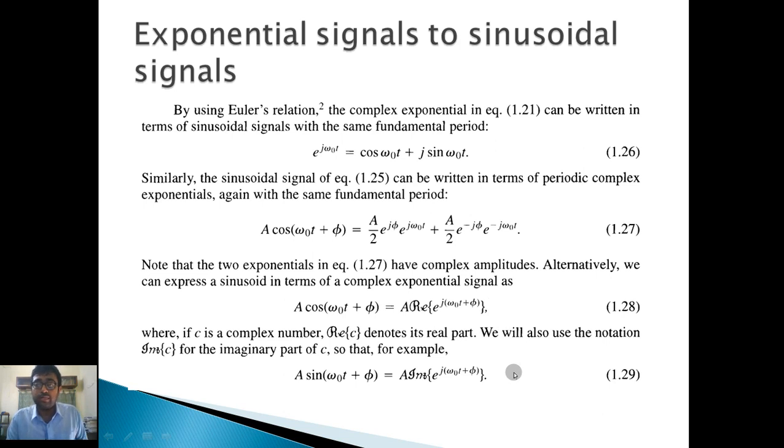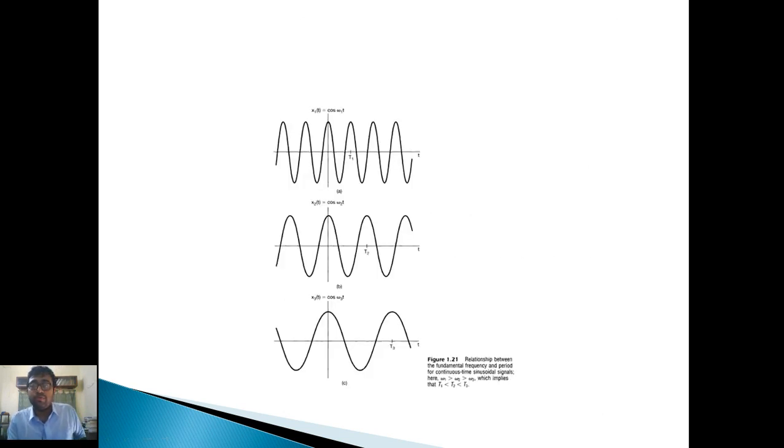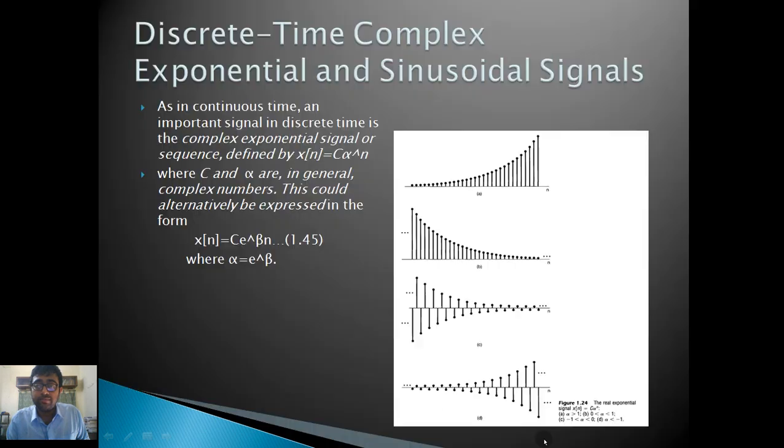Okay, let's go to the next slide. This is an example of sinusoidal signals with different frequencies, each behaving in a different way. In the case of the first signal, look, the frequency is high. In the case of the second signal, the frequency is much lower than the first signal, and the third signal's frequency is again much lower than the second signal. Let's go to the next slide.